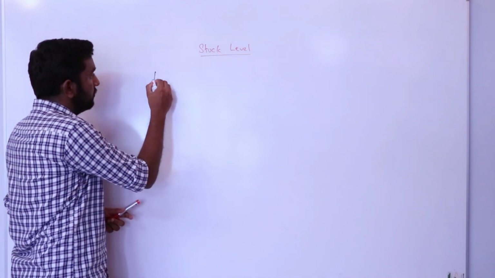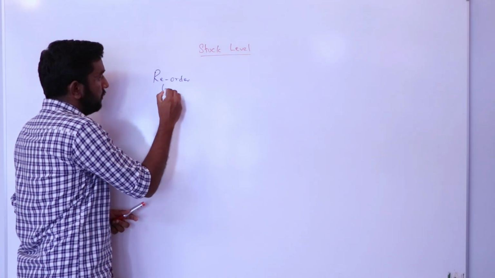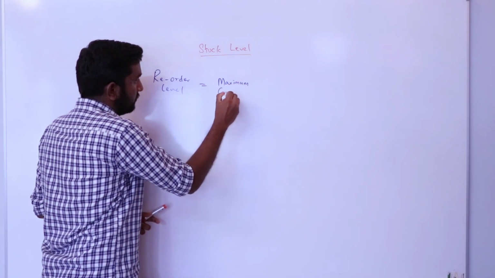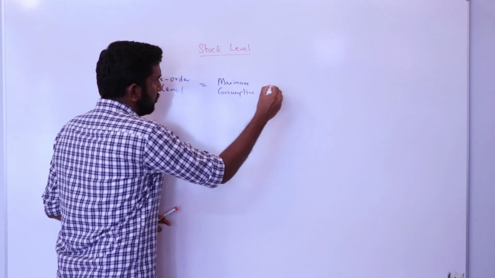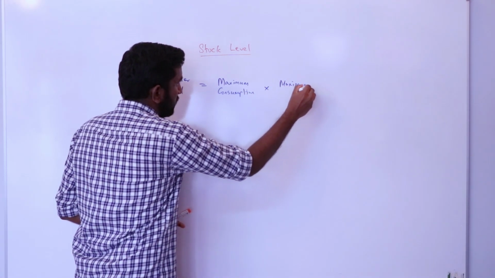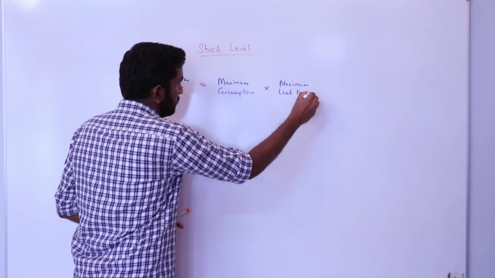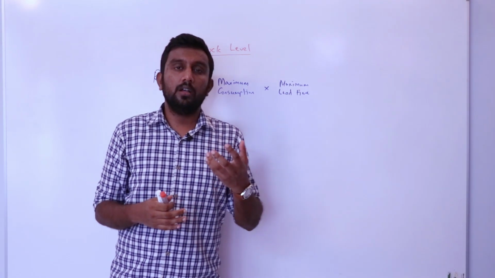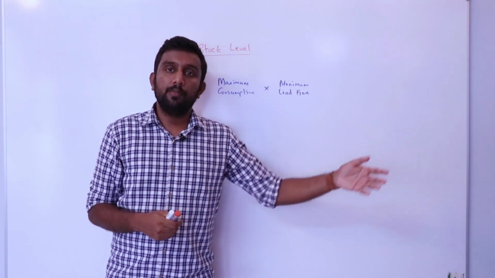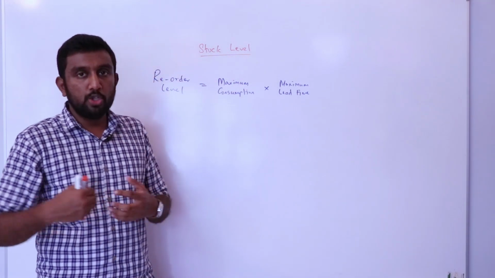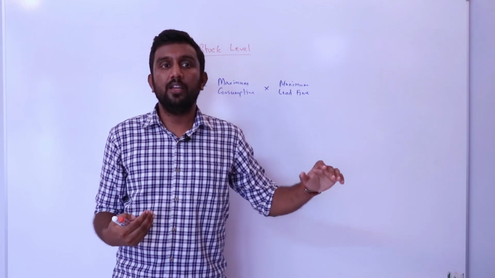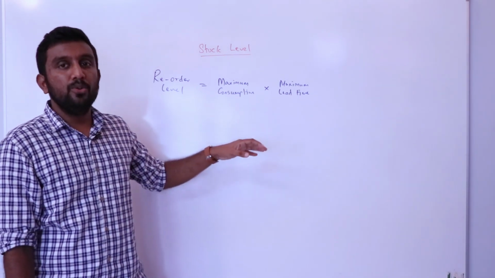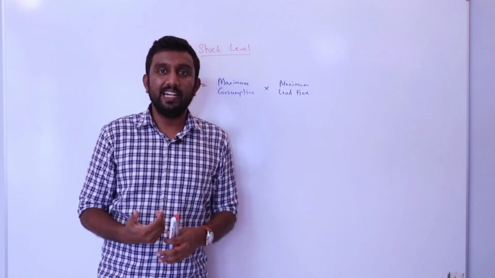First one is reorder level. Reorder level equals maximum consumption into maximum lead time. So what does maximum consumption mean? Consumption is the quantity which is used by the production plant. You are issuing your raw material to the production plant and they are using it to manufacture the final good. So that is what you call maximum consumption. These values will be given in your exam, so you have to just fill them in and get the answers.